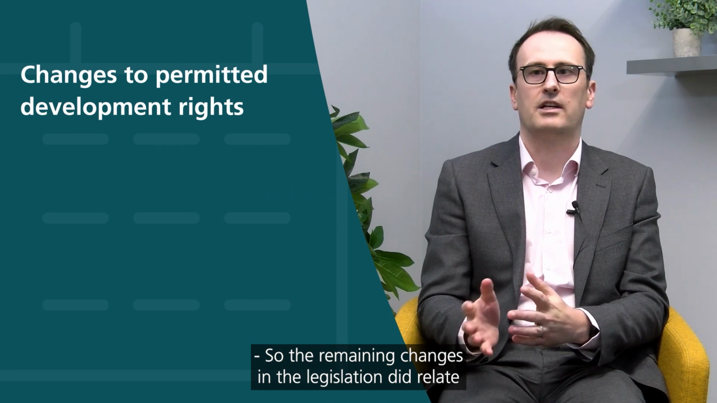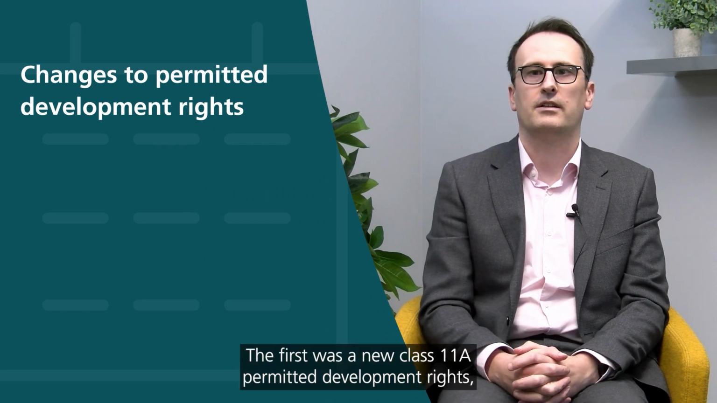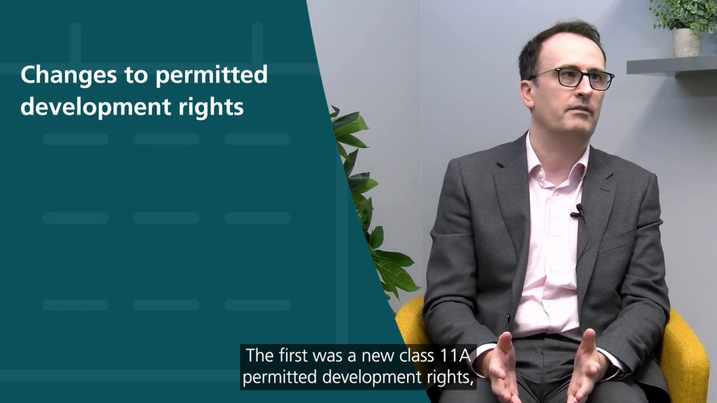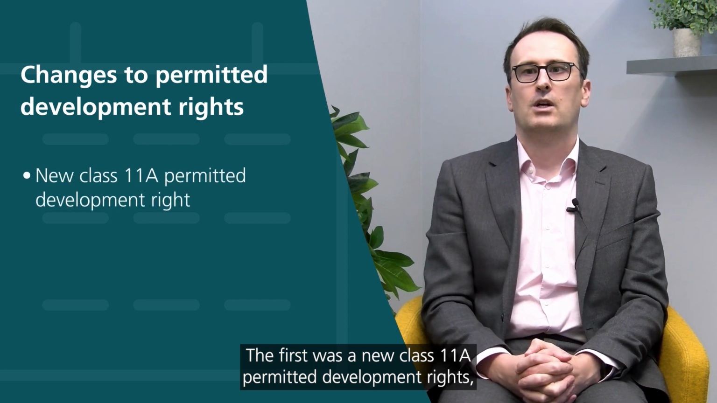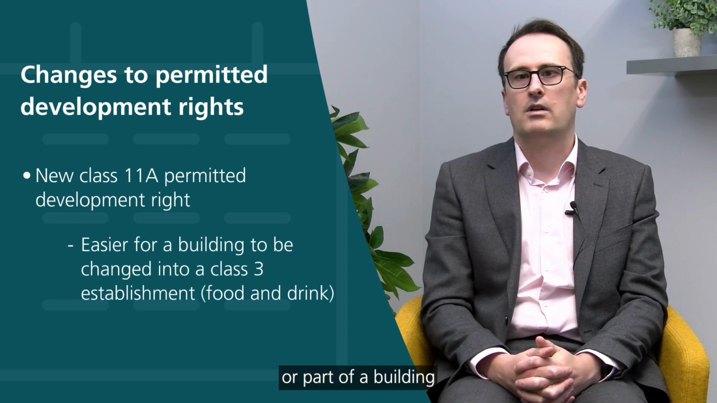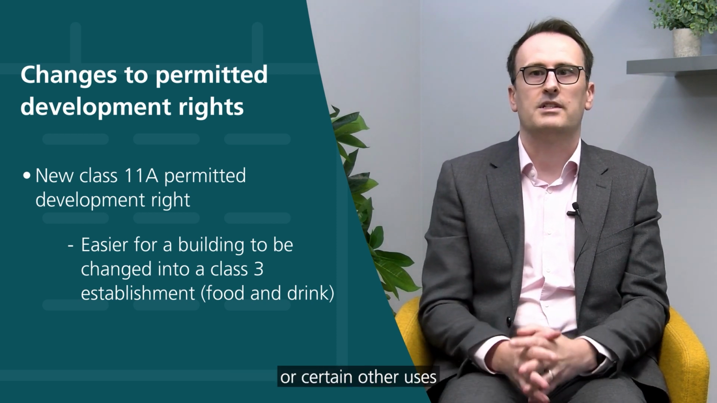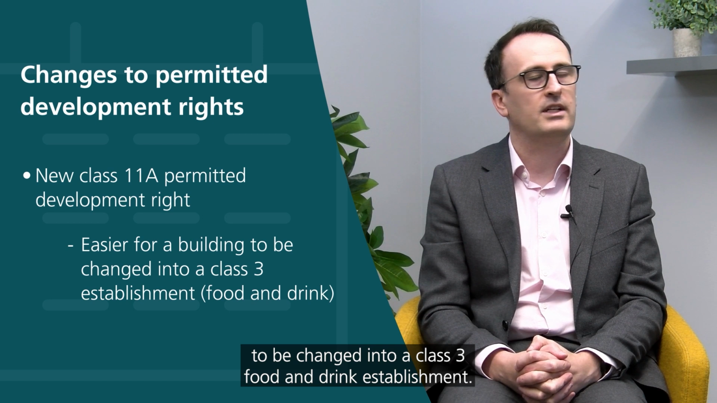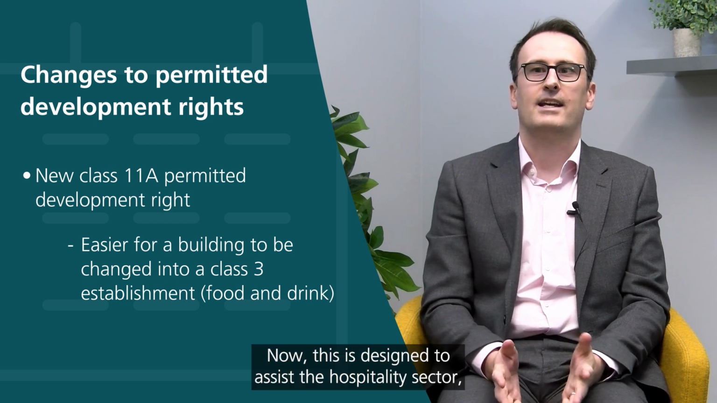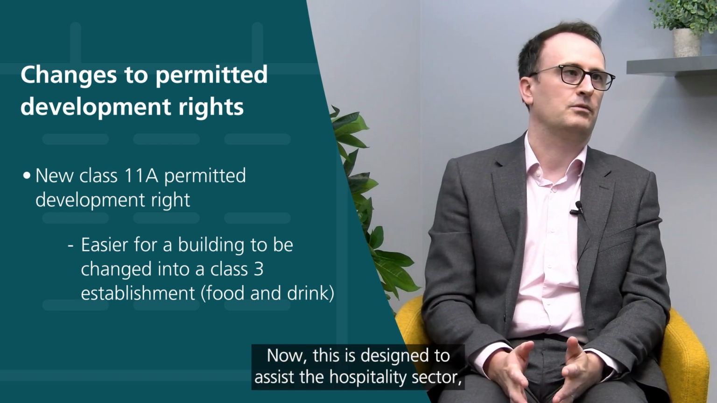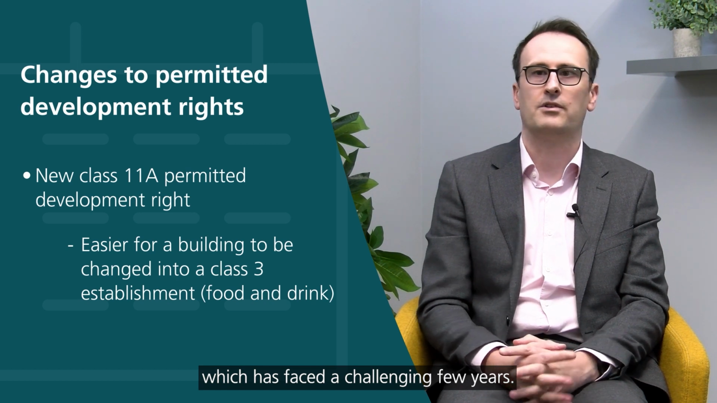What's happened there? So the remaining changes in the legislation did relate to permitted development rights. The first was a new Class 11A permitted development right, which essentially allows a building or part of a building currently within the new Class 1A or certain other uses to be changed into a Class 3 food and drink establishment. Now, this is designed to assist the hospitality sector which has faced a challenging few years.